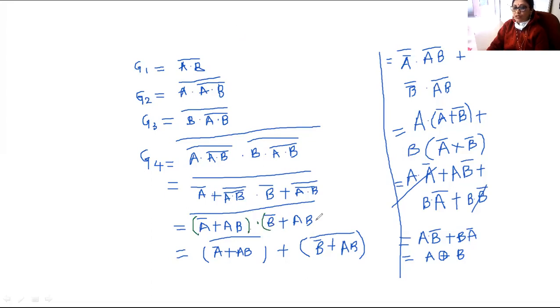Once again we have to use De Morgan's theorem. So let us consider this as x, let us consider this as y. So this is x dot y whole bar. So using De Morgan's theorem, it will be x bar plus y bar. Okay, now this is our x. That means A bar plus AB whole bar plus B bar plus AB whole bar. So this is what you will get.